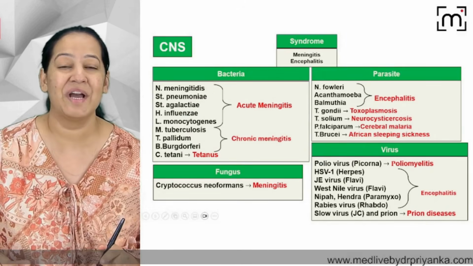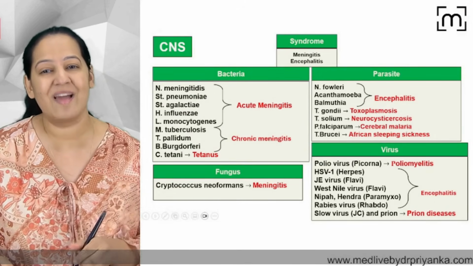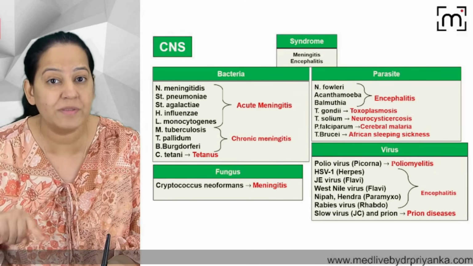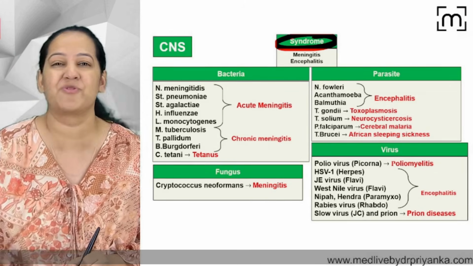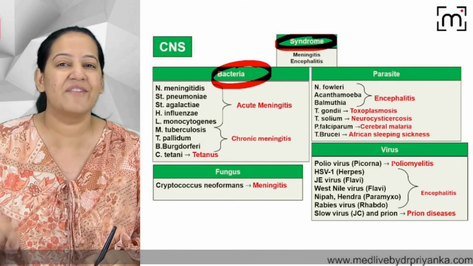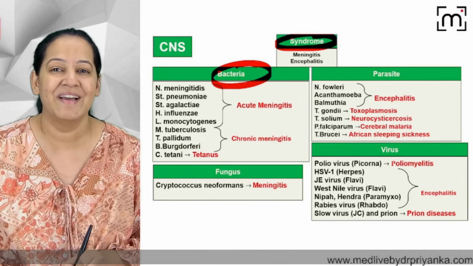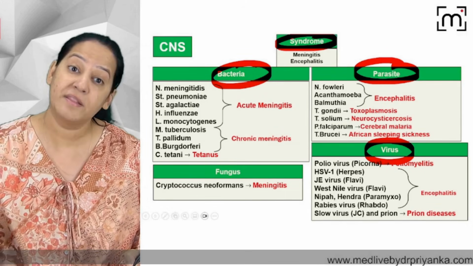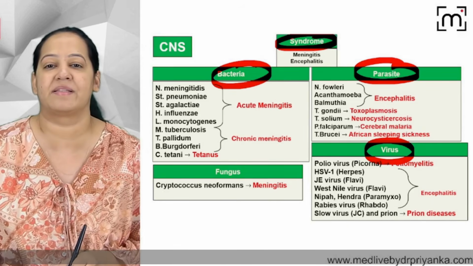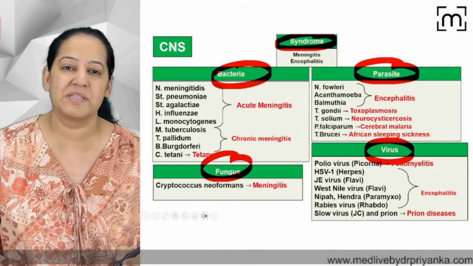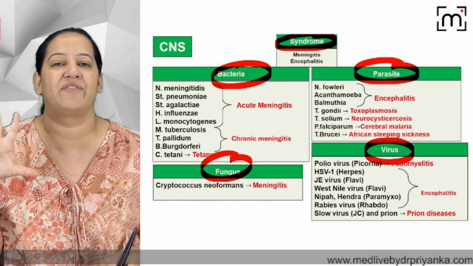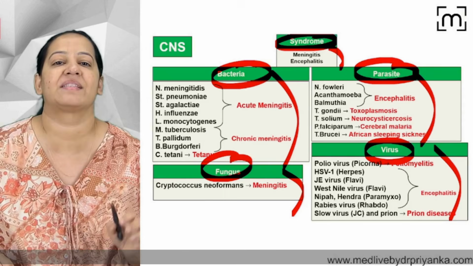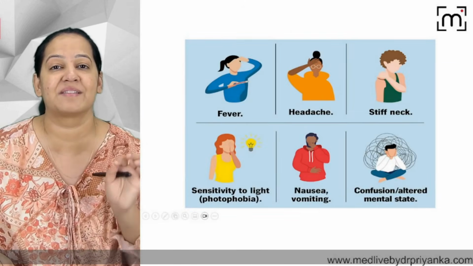So here is my master chart. You can see all the 5 things in the central nervous system. Can you see the syndromes associated with the central nervous system? There are 2 syndromes. Can you see the bacteria? There are 9 bacteria. Can you see the fungi and parasites associated with the system? There are 7 viruses and 7 parasites and only 1 fungus associated with the central nervous system. So appreciate the 5 things: the syndromes, bacteria, virus, fungus, and parasite associated with central nervous system infection.